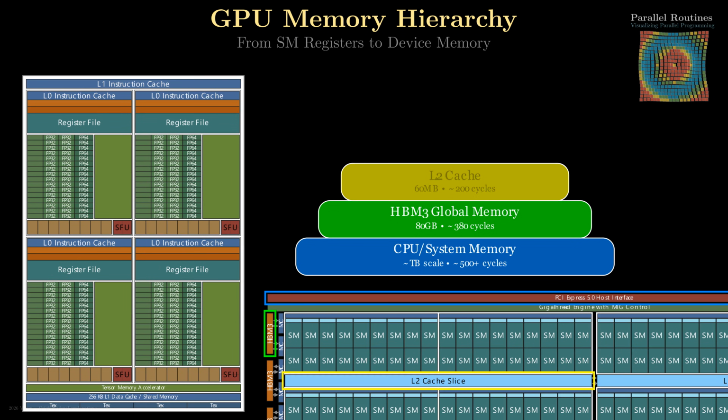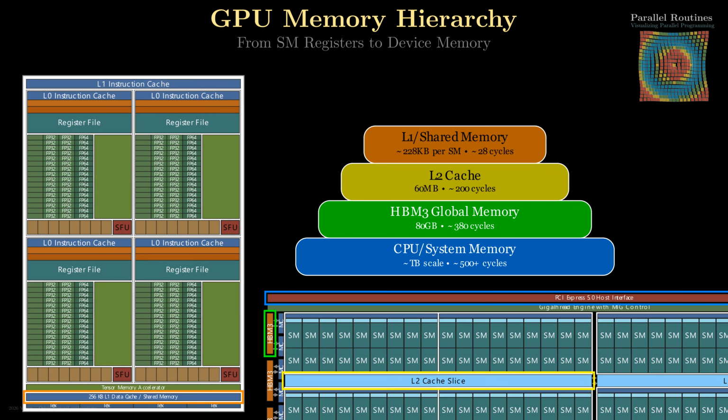L2 cache is shared across all SMs via the GPU's chip-wide interconnect. It sits between SMs and global memory to allow data reuse and reduce traffic to HBM stacks. L1 cache and shared memory reside in each SM. L1 provides fast caching, while shared memory is explicitly managed per SM and only accessible to threads running on that SM.